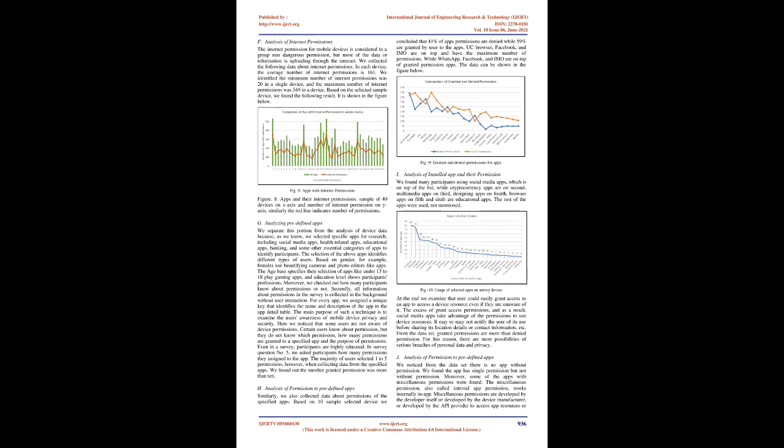Analysis of permission to predefined apps. Similarly, we also collected data about permissions of the specified apps. Based on 10 sample selected devices, Fig-9 shows granted and denied permissions for apps. Analysis of installed apps and their permissions. We found many participants using social media apps, which is on top of the list, while cryptocurrency apps are second, multimedia apps third, designing apps fourth, browser apps fifth, and sixth are educational apps. The rest of the apps used are not mentioned. Fig-10, usage of selected apps on survey device.